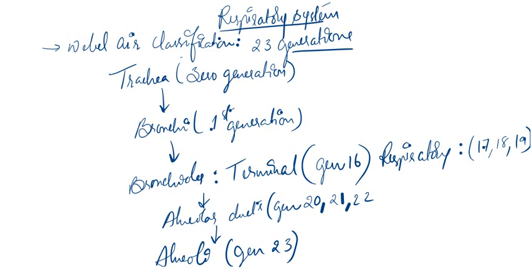The bronchioles are the segments which cover most of the generations. So generation 0 signifies the trachea, the first generation the bronchi, the rest of the generations the bronchioles, the terminal bronchioles the 16th generation, and the respiratory bronchioles the 17th, 18th and 19th. Alveolar ducts take the next 3 generations, 20, 21, 22, and alveoli the 23rd generation. So that is all about generations. Regarding the anatomy of the lungs, everything we will discuss in anatomy.